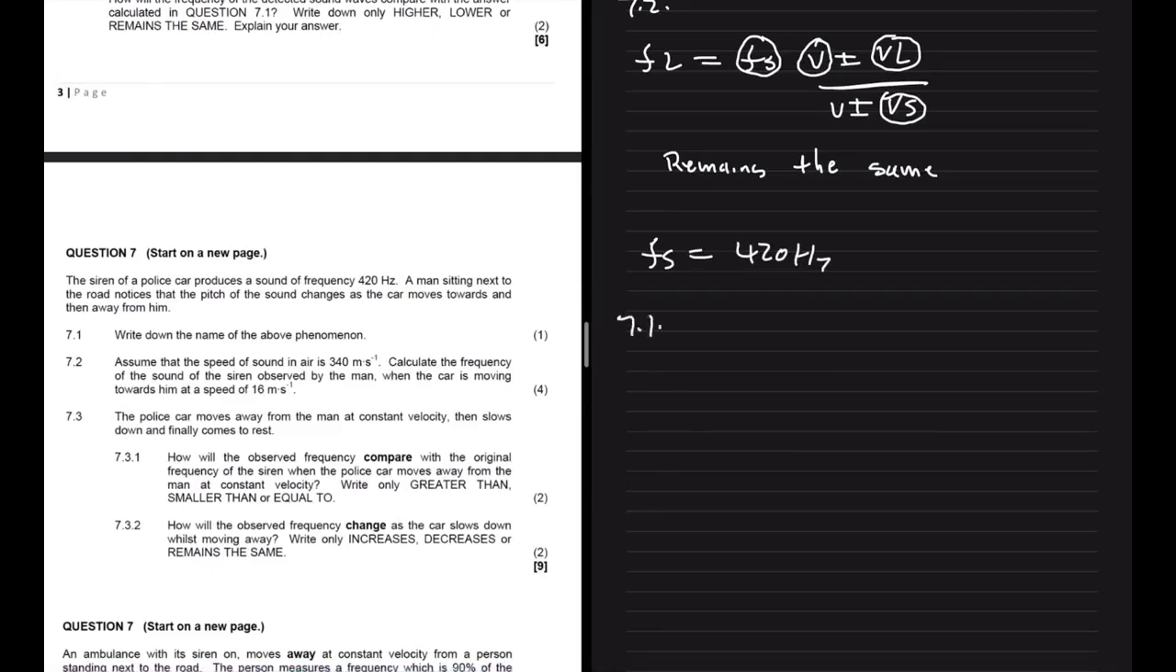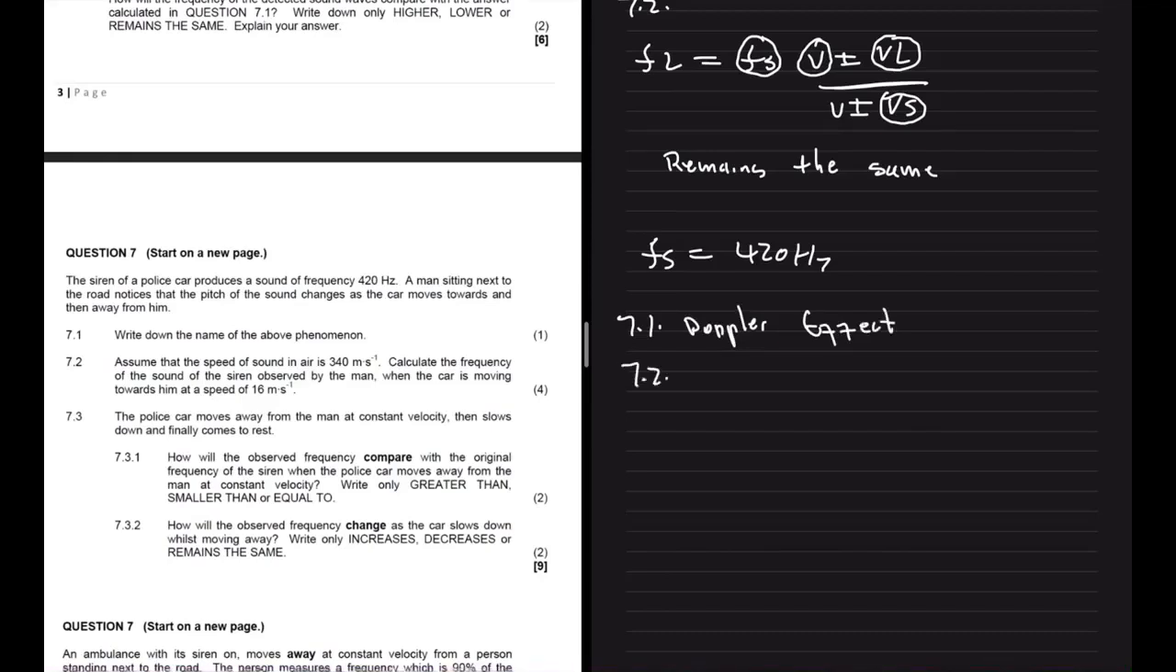7.1. Write out the name of the above phenomenon. We know this is the Doppler effect, because the frequency is changing because of relative movement between the sound source and the observer.